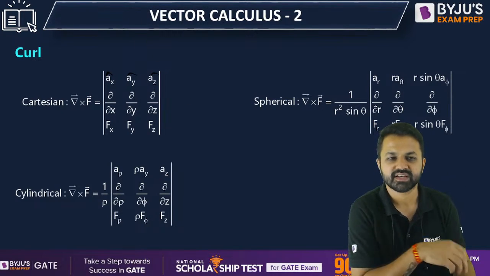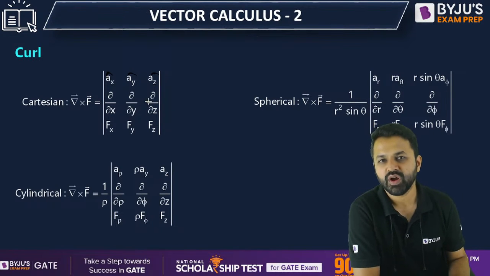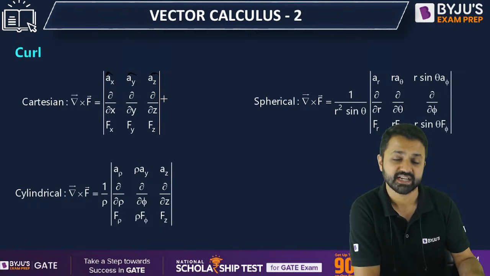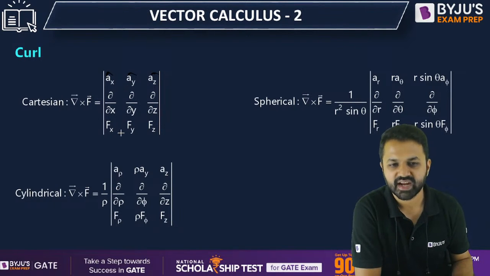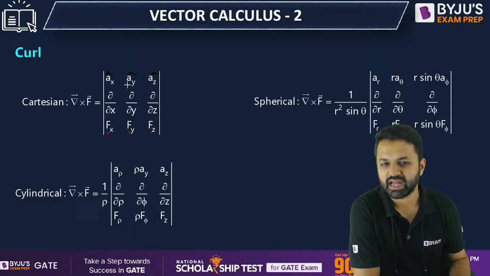These are the unit vectors. In the first row, you have to write the unit vectors. In the second row, you have to write the differentiation with respect to x, y, and z if it is the Cartesian coordinate system, and then write the coefficients of the vector, which are fx, fy, fz. So it is a very simple calculation, right? You can calculate the determinant.